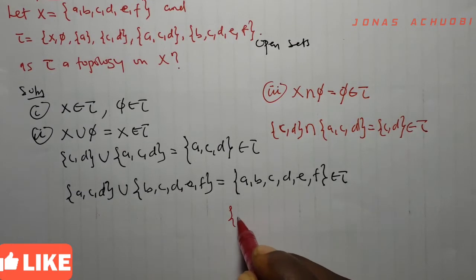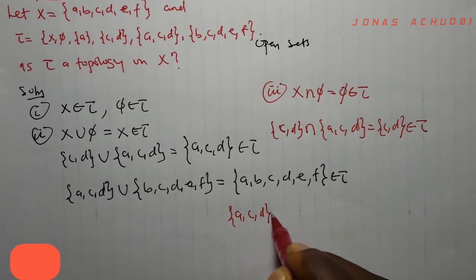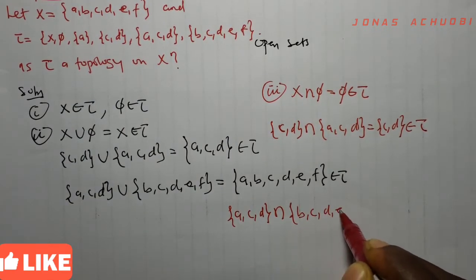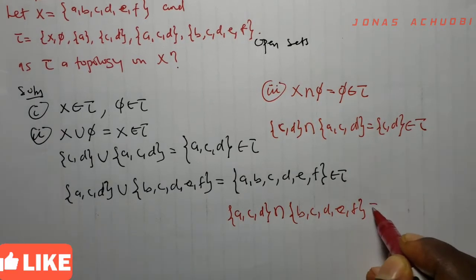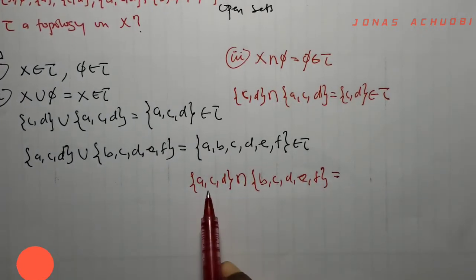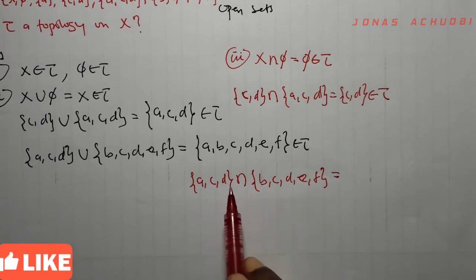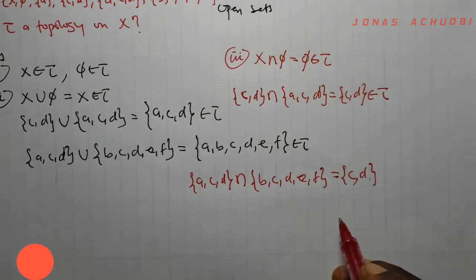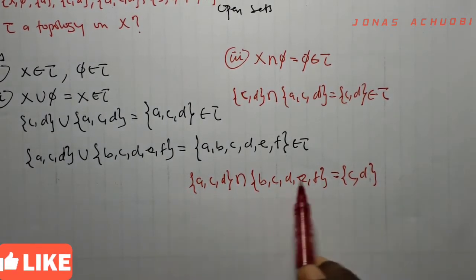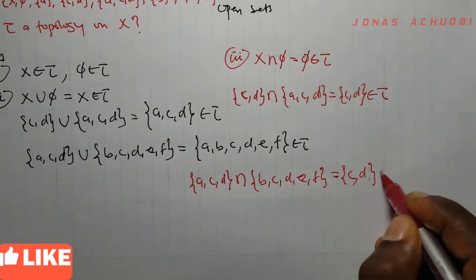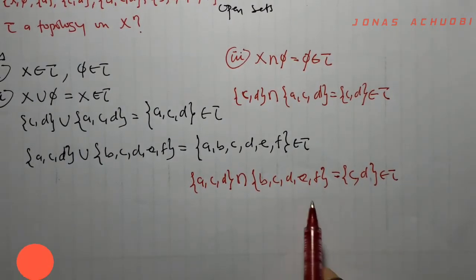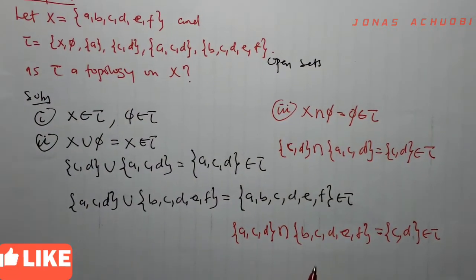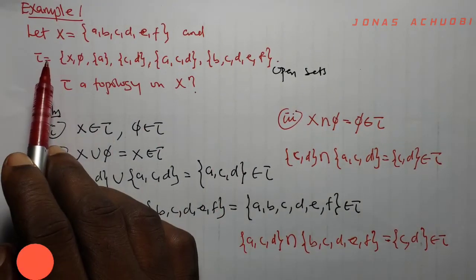Let us check again using these other open sets. So if we take ACD intersection, the open set B, C, D, E, and F. Let us check if there's anything in common. We have A, we have B, C. What is there? C is common, as well as what? As well as D. So once again, C and D are common to both open sets. And CD, once again, is an element of tau. And indeed, if you take any other two open sets from this collection tau, you observe that the result is also an element in tau.